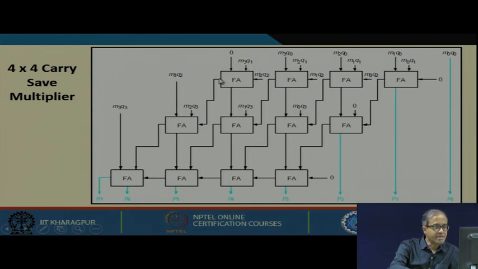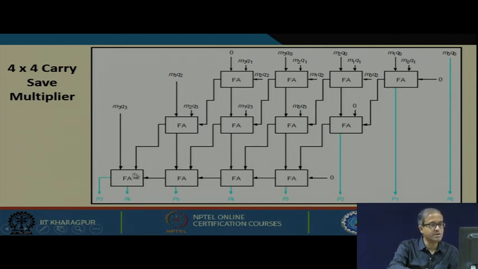And when the carry output is going to the next stage, you are doing a 1-bit shift and then connecting, so that the shifting can be implemented. Some of the product terms are generated directly. For example, M0 Q0 gives the LSB of the product. The first full adder can generate P1, the next bit. This full adder can generate P2. But in the last stage, you will need a regular adder with carry propagation.